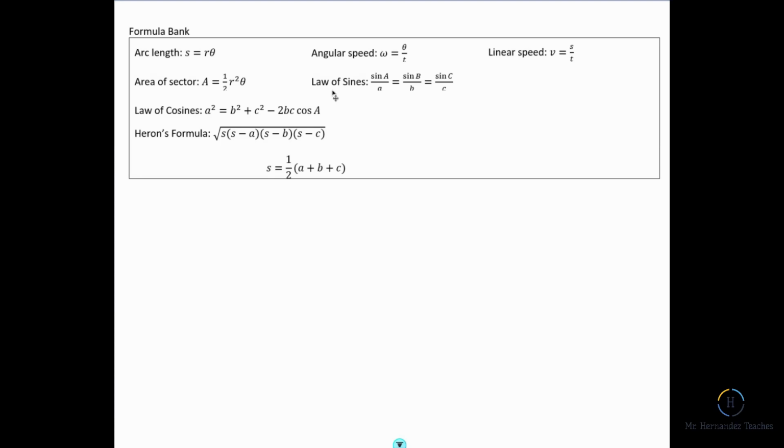Alright, so this is the review for the Chapter 4 test that we have coming up over angles and triangles. You are going to be given this formula bank that we have here on the test day. You don't have to have any of these formulas memorized, but you do have to know how to use them.